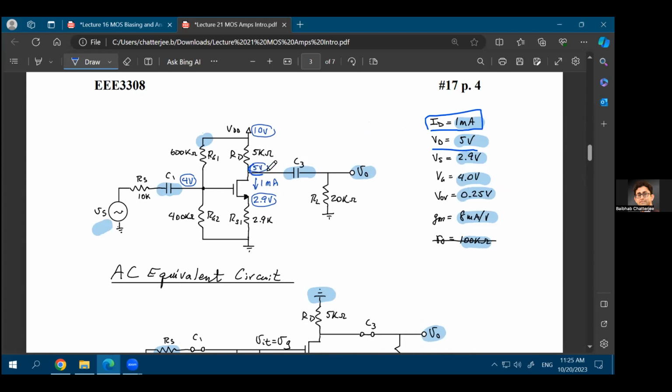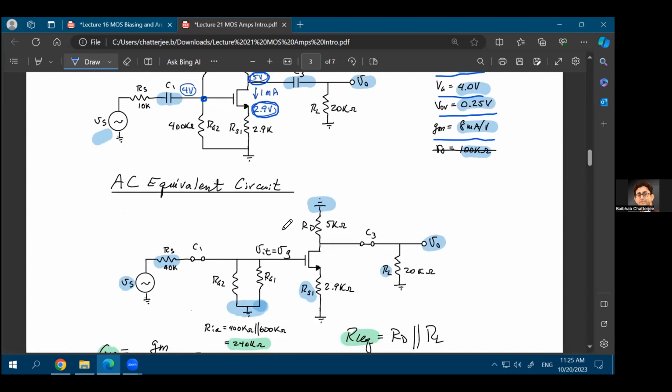So at this point, you're trying to develop 5 volts. The source voltage is 2.9 volts, that is at this point. And this resistance is 2.9 kilo ohms, right? So if the current flowing through it is 1 milliampere, of course, the voltage developed across the 2.9 kilo ohm resistance will be 2.9 volts. VG is 4 volts. So that's the voltage that you're trying to create here. And V overdrive, in this case, is 0.25 volts.